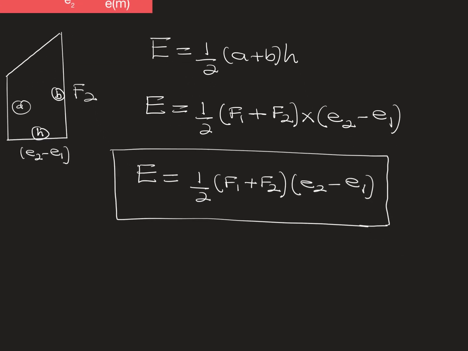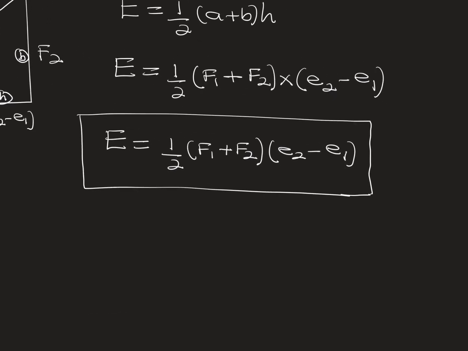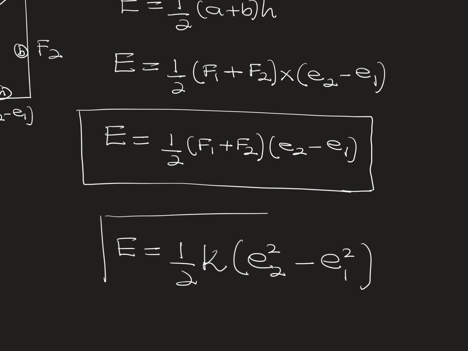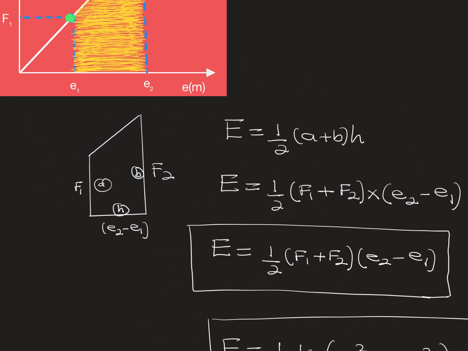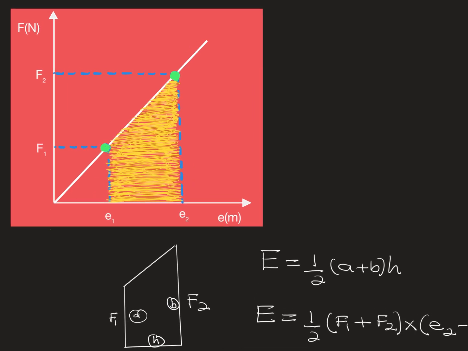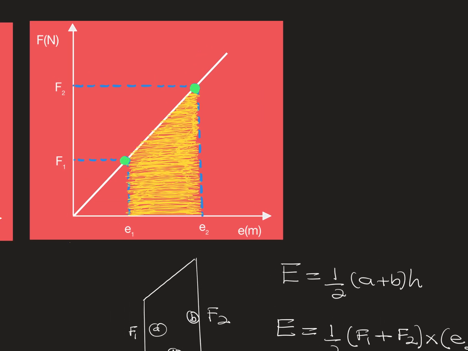Alternatively, if at all we want to use the elastic constant or the force constant, then the formula will be E is equal to half k into (e2 squared minus e1 squared). Okay? Remember, if we want to find k in a situation like this, the k, which is the elastic constant, is the gradient. Okay?